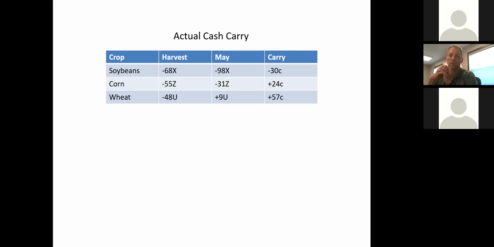If you're using bin space, does it pay to put beans, corn, or wheat in there? And you can see pretty easily, wheat is your biggest return on using your bin space. Corn's your second biggest return. Beans, whether you have bin space or not, you're probably going to go backwards by keeping your beans in the bin.